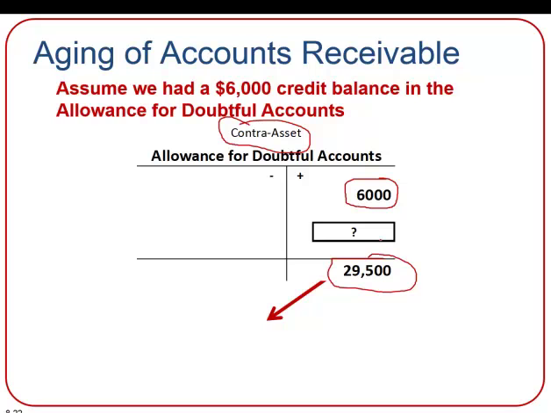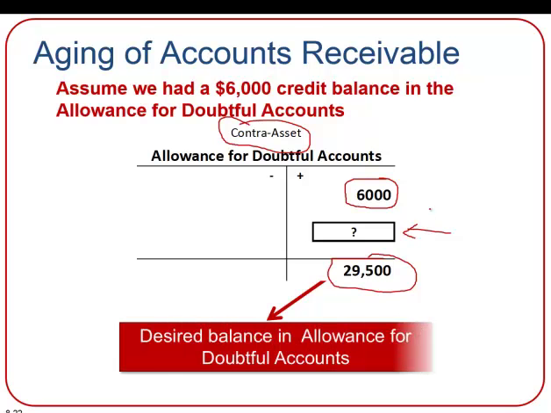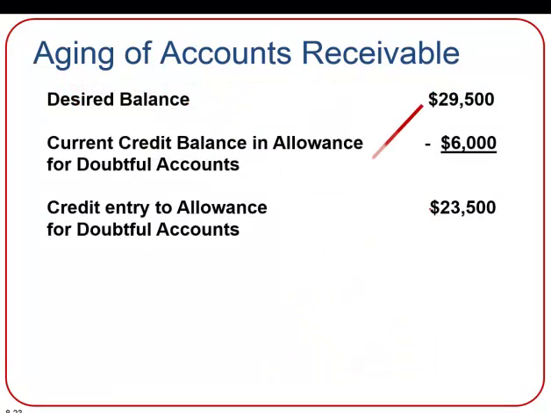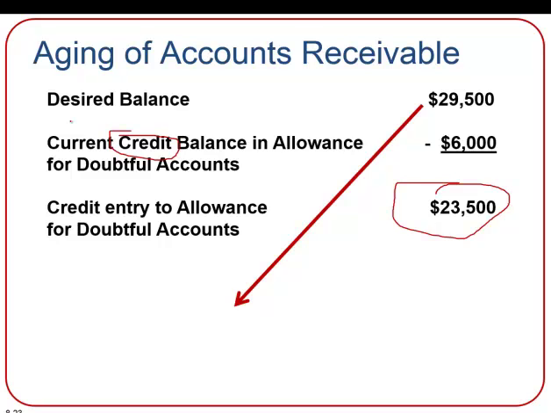So we have to solve for what the entry needs to be to increase that balance. That's the unknown. Using some simple math, we subtract our current balance from the desired balance to get the needed entry of $23,500. Note that the beginning balance was a credit of $6,000. Had it been a debit, the math would have changed altogether.